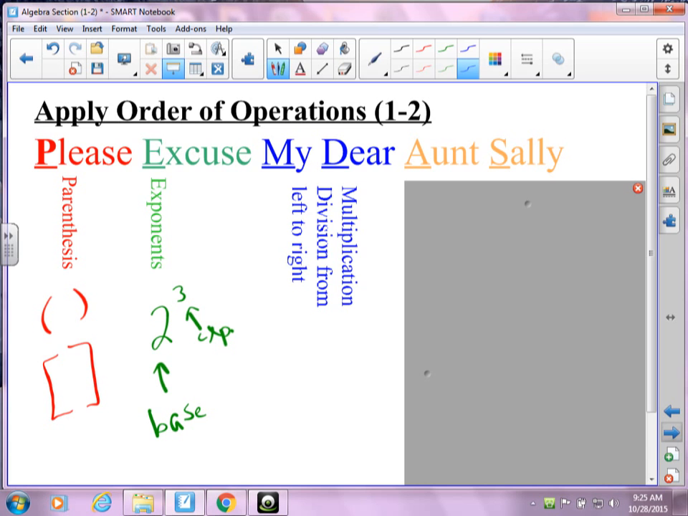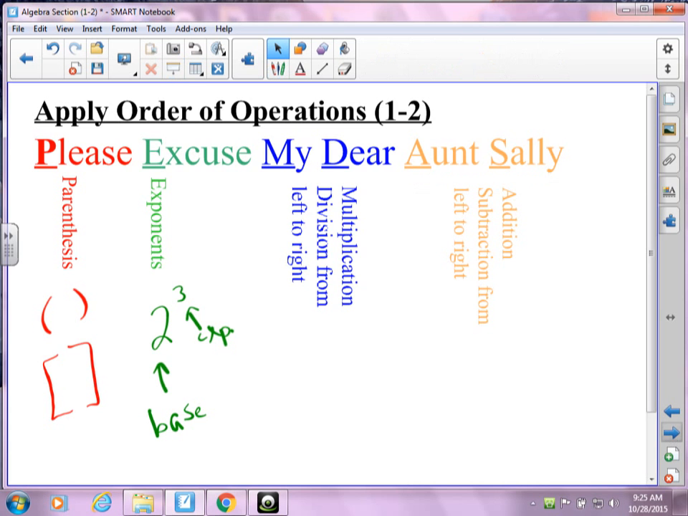Okay? And then the last thing that we can do is addition and subtraction, and again, it's from left to right. So if addition comes first, you do addition first. If subtraction comes first, you do subtraction first. It just kind of depends upon what's there. Questions?